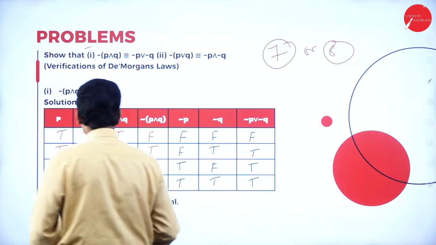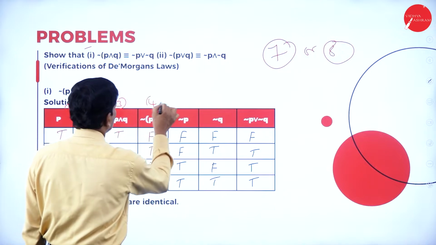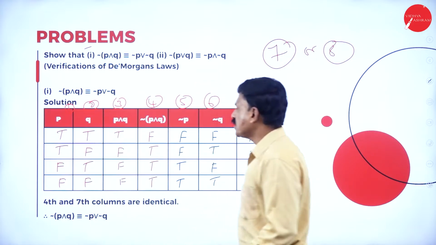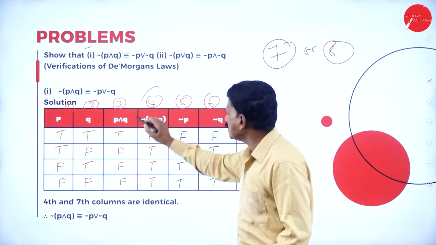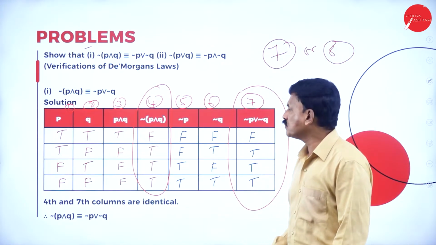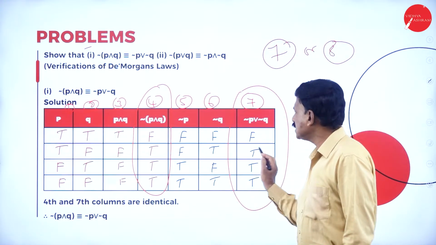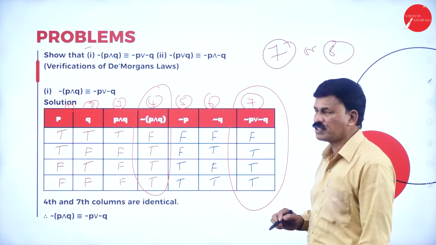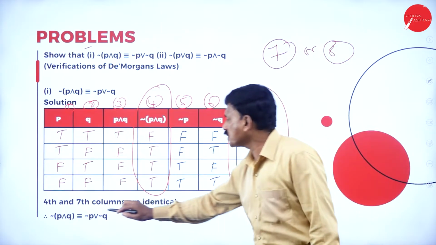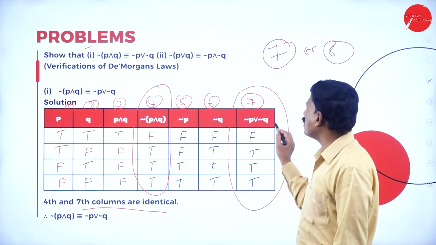Now, let us number the columns: first column, second, third, fourth, fifth, sixth and seventh column. Observe carefully. This fourth column is the same as the seventh column. All the truth values in the fourth column are the same as those of the seventh column: F, F, T, T, T, T, F, F. So, what do you say? The fourth and seventh columns have the same truth values. They are identical. That means these two are logically equivalent.